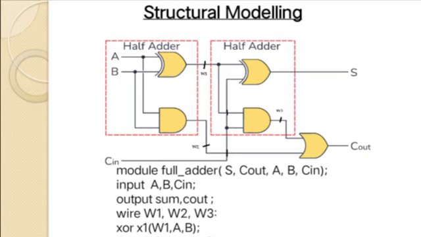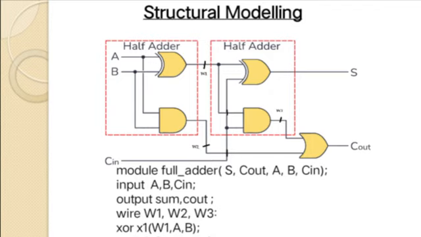This is one example of structural modeling or gate level. Here the full adder circuit is shown in the figure. This full adder circuit is designed with the help of two half adders and one OR gate. This circuit has two XOR gates, two AND gates and one OR gate. This circuit has three inputs and two outputs. The inputs are A, B and C in. The outputs are sum and carry.